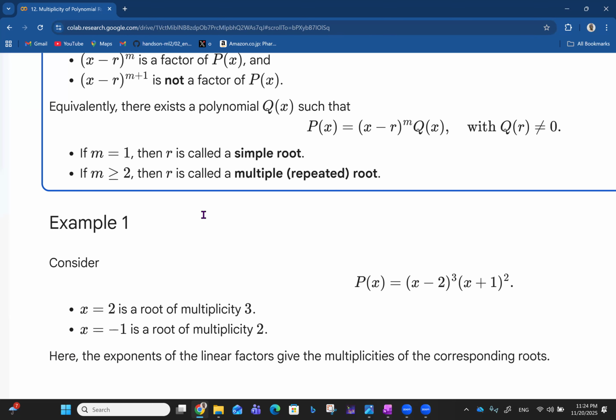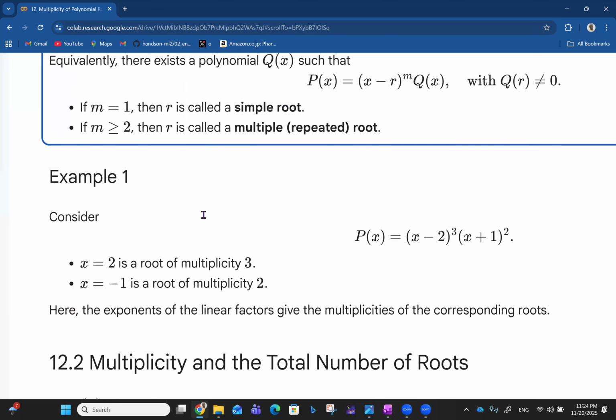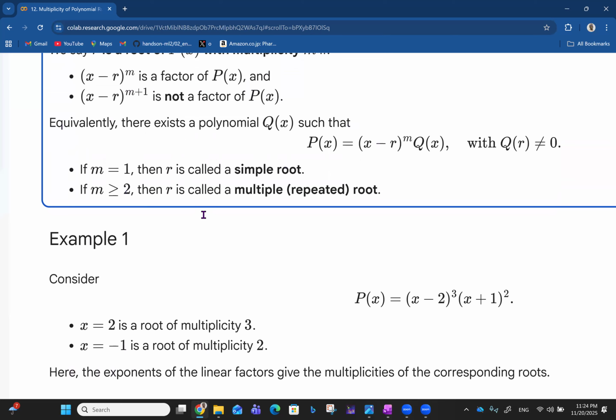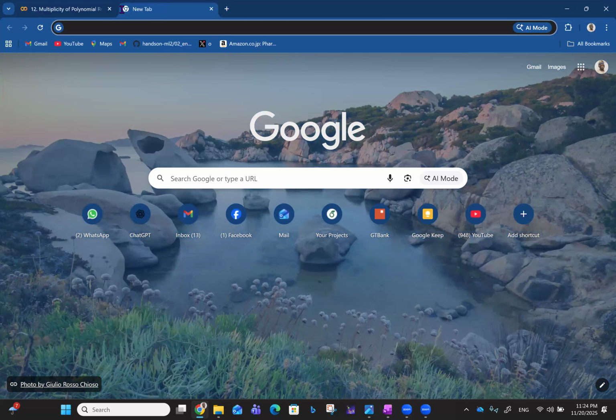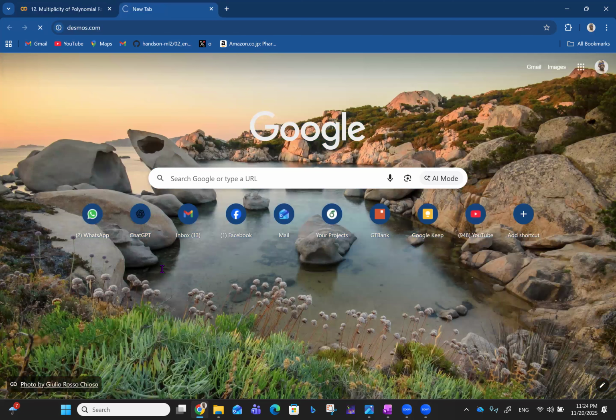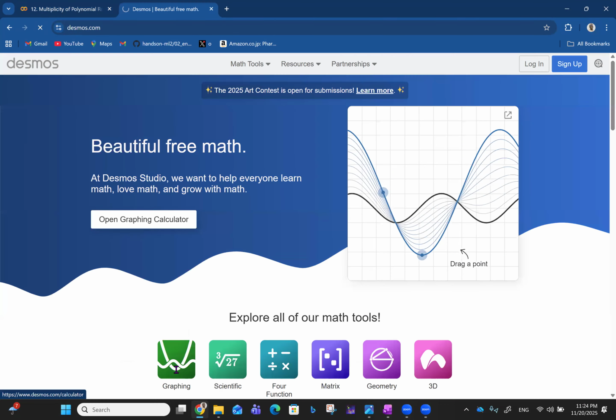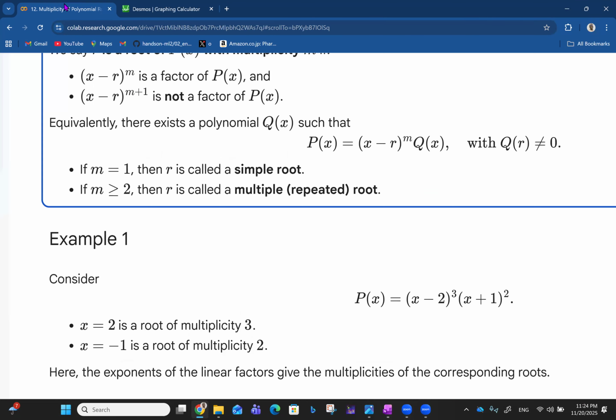So can we try to plot that? Let me just talk about the graph in case, I'll just mention it and keep going. We are trying to plot on Desmos now. Desmos is really very useful and handy. x minus 2 cubed, x plus 1 squared.